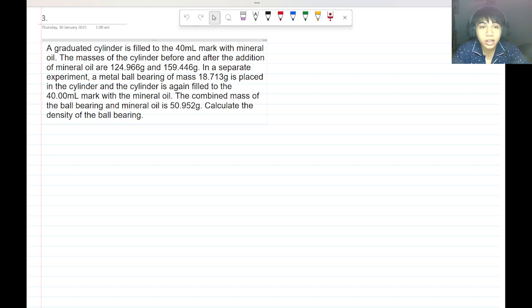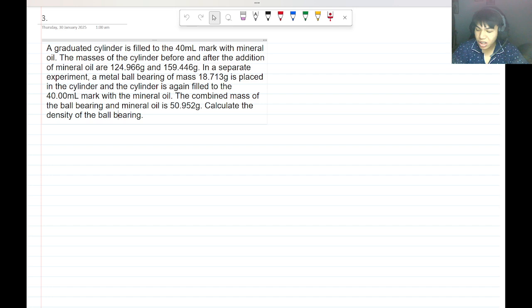The masses of the cylinder before and after the addition of mineral oil are 124.966 grams and 159.446 grams. In a separate experiment, a metal ball bearing of mass 18.713 grams is placed in the cylinder and the cylinder is again filled to the 40 milliliter mark with the mineral oil. The combined mass of the ball bearing and mineral oil is 50.152 grams. Calculate the density of the ball bearing.